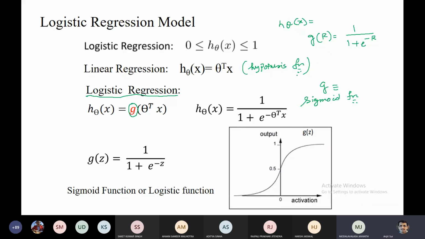Theta transpose x, so this is the definition of the sigmoid. Now here you can say, in here this r is replaced by theta transpose x. So h theta x now becomes, when we put a sigmoid on this, 1 by 1 plus e to the power minus theta transpose x. So this is minus r, so this is minus theta transpose x.